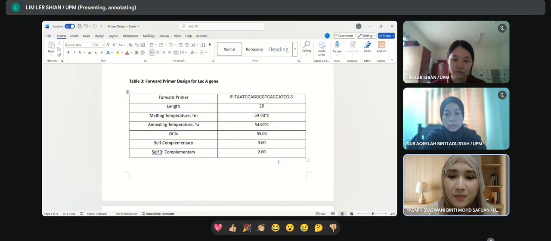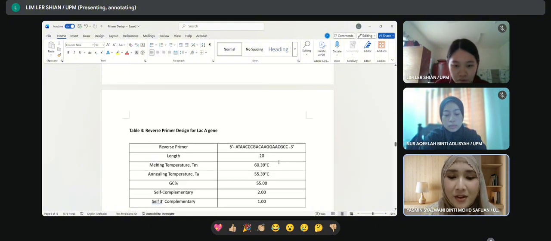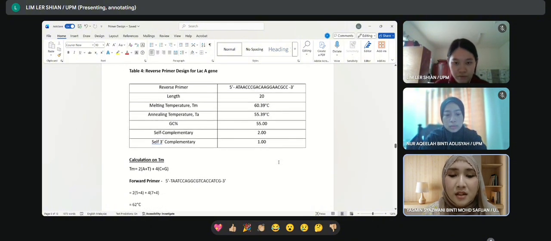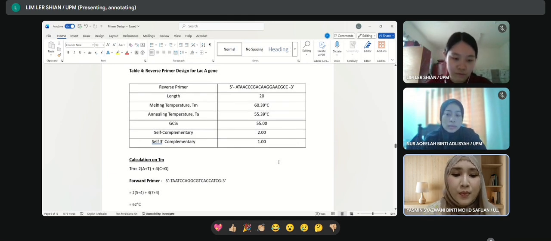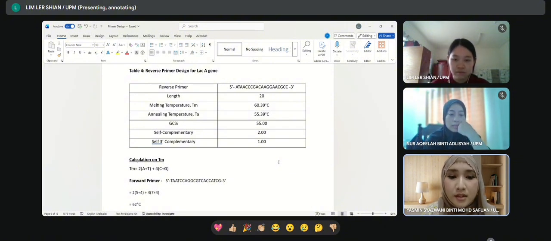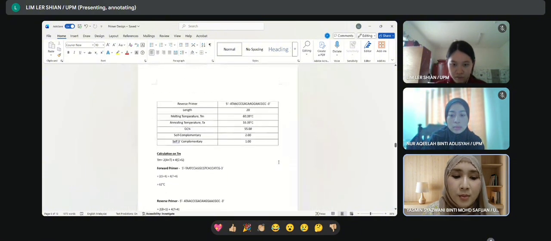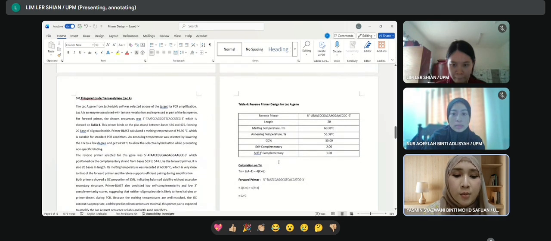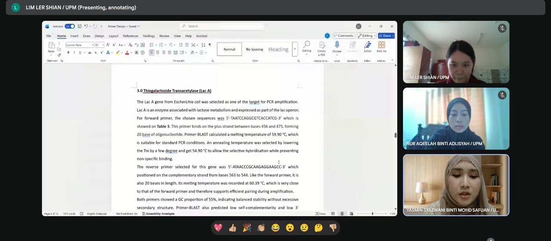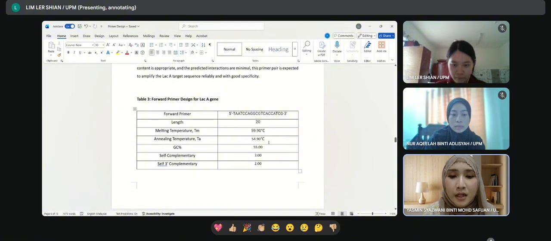And the reverse primer in this table that we chose is also 20 bases long and has a melting temperature close to the forward primer, which is 60.39 Celsius, which helps both primers work together efficiently during PCR. And for the GC content, both primers contain 55% and low self-complementarity, meaning they are stable and unlikely to form unwanted structures such as hairpins or primer dimers.